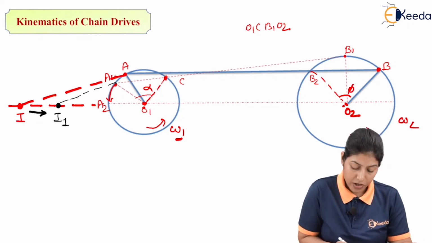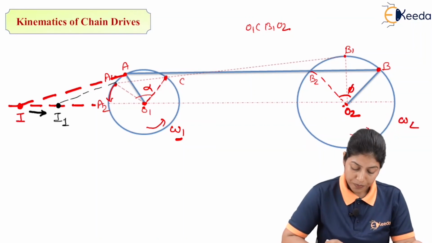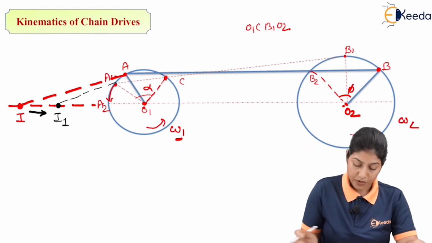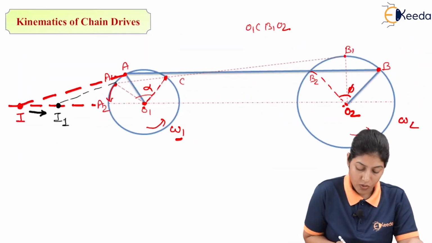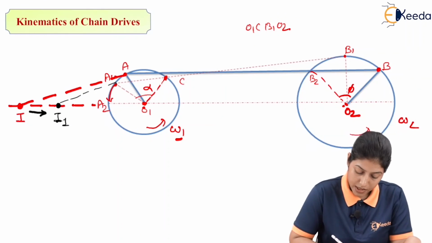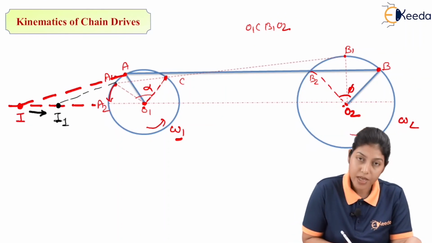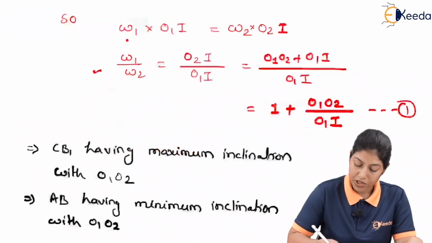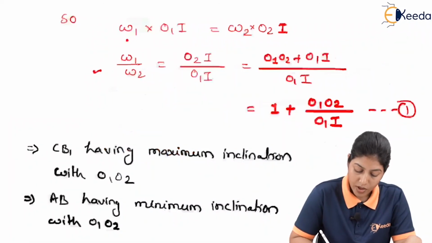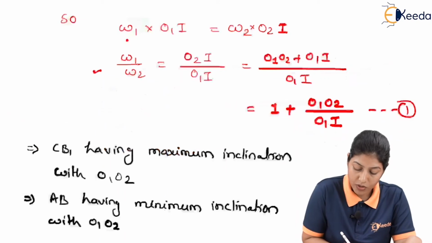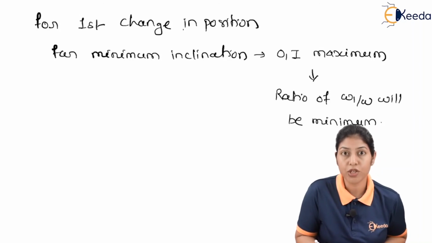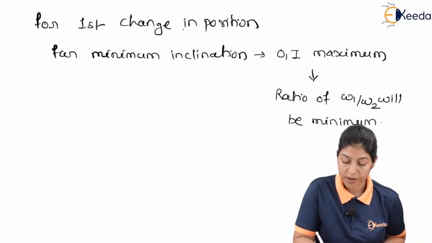So we will determine the angular velocity for this particular condition. As we know, CB1 is maximum inclination and AB is minimum inclination. So in that case we can say O1I1 will be minimum and O1I will be maximum. So when AB is having minimum inclination, in that condition O1I is maximum. So the ratio of omega 1 and omega 2 will be minimum. So for the first condition, we will get the minimum ratio of angular velocity omega 1 by omega 2.